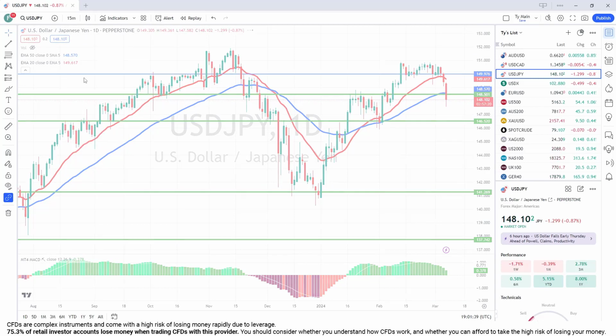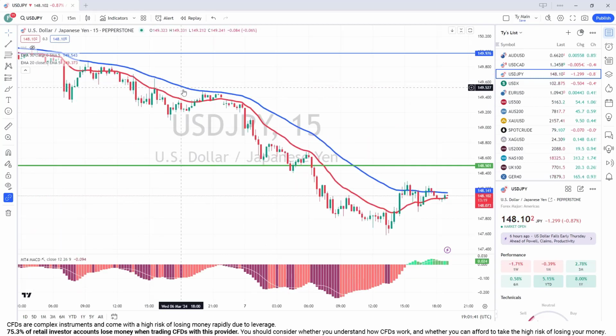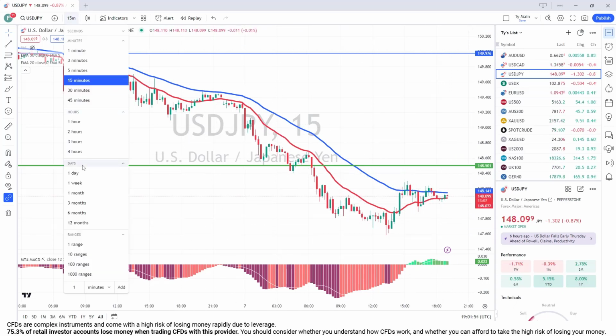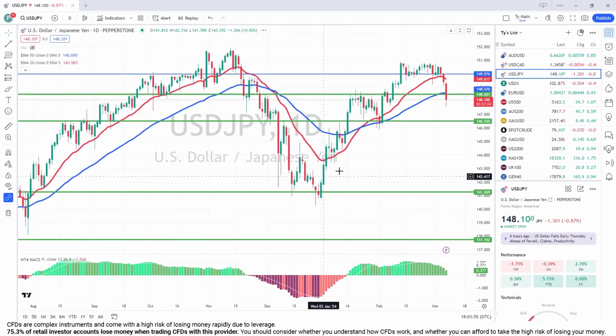If we see a continuation of this, you can see again, touches of the 20 moving average. Very, very straightforward. It's trying to rally off this base now, but if we do get a continuation of this and we start to see lower highs and lower lows again, that target would look like around that 146.50 area, which is the next level of support for that one.